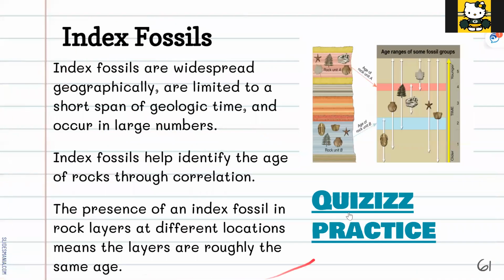Index fossils, you want to copy all of this information down. Index fossils are widespread geographically, limited to a short span of geologic time, occur in large numbers. They help identify the age of rocks through correlation. And the presence of an index fossil in rock layers at different locations means the rock layers are about the same age.